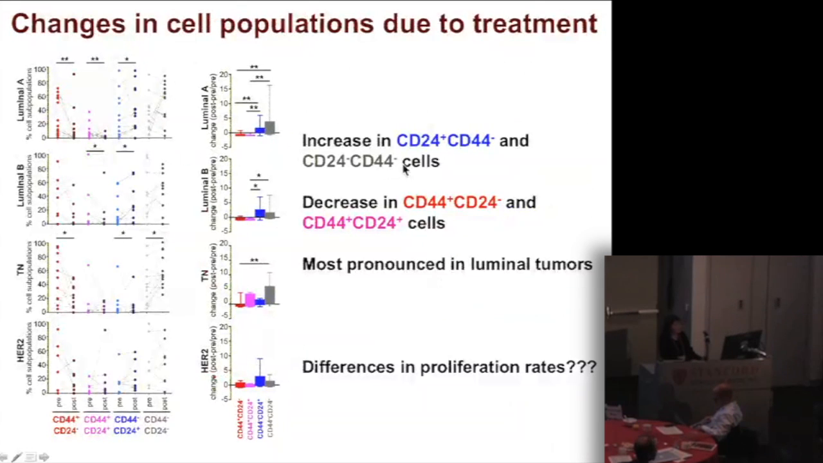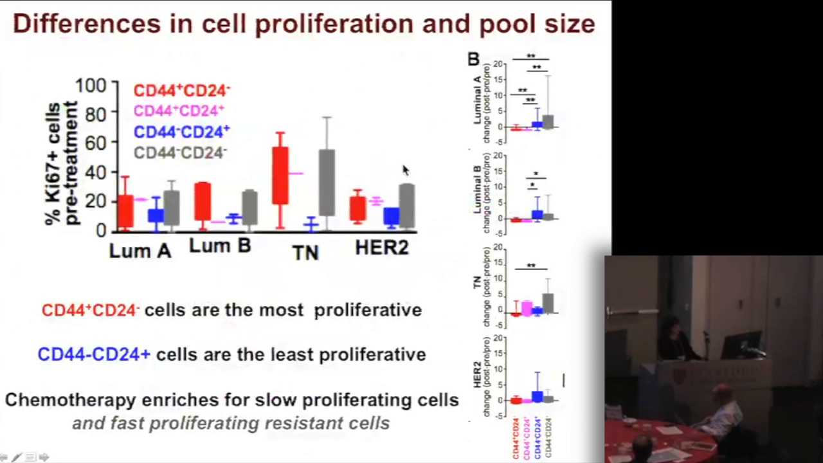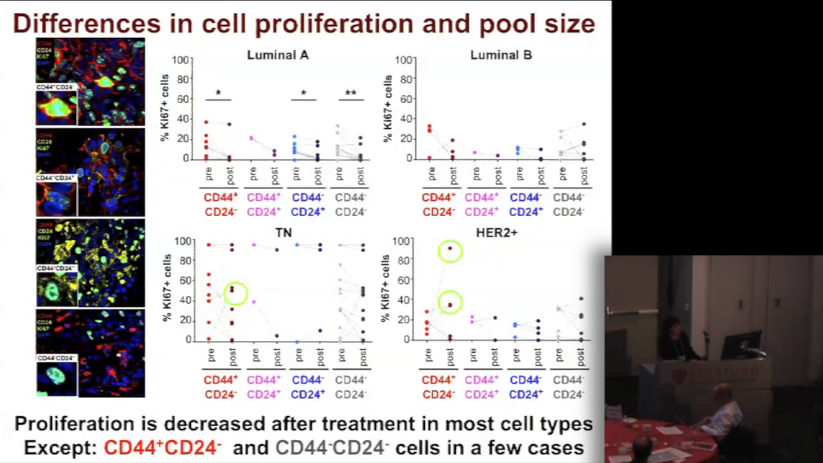So your last line there, that fast-growing resistant population, what exactly is that? That's CD44 positive, or no? Which one? Your fast proliferating resistant cells that chemotherapy enriches for. Overall, what are the characteristics of that one? Yeah, so overall we do see more CD24s, but in these few cases that I highlighted here, you can actually see CD44 cells in the tumors.